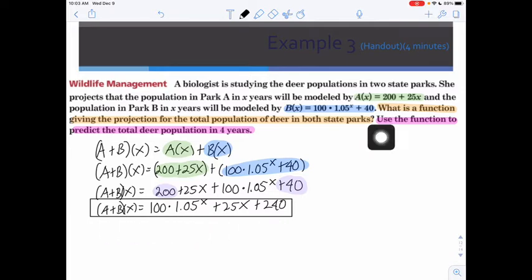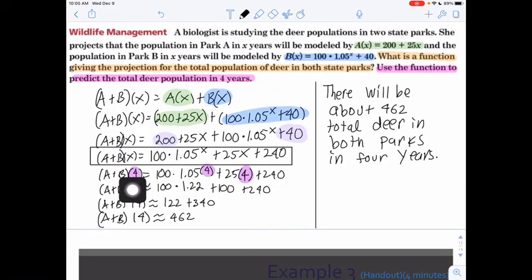The very last part of this problem says use the function to predict the total deer population in 4 years. So all we're going to do is instead of writing x, we're going to plug in a 4 every time we see x. When we plug in 4 for every single x, we'll start with our exponent. So 1.05 to the 4th power gives us about 1.22. Notice that my equal sign turned into an approximation because this value right here is actually a very long decimal, and we're going to round to the nearest 2 decimals. So all of my following symbols are going to be approximations.